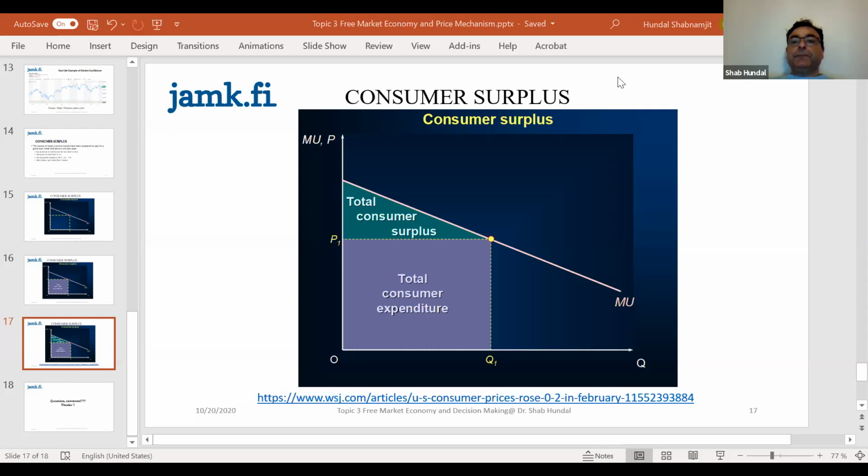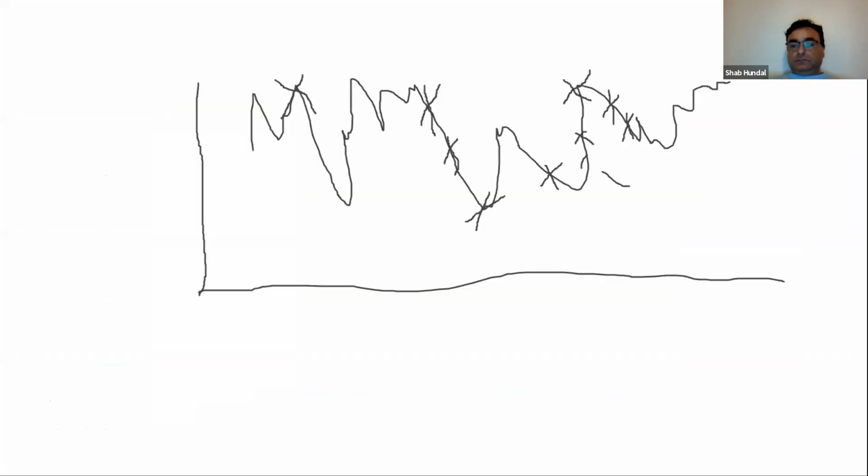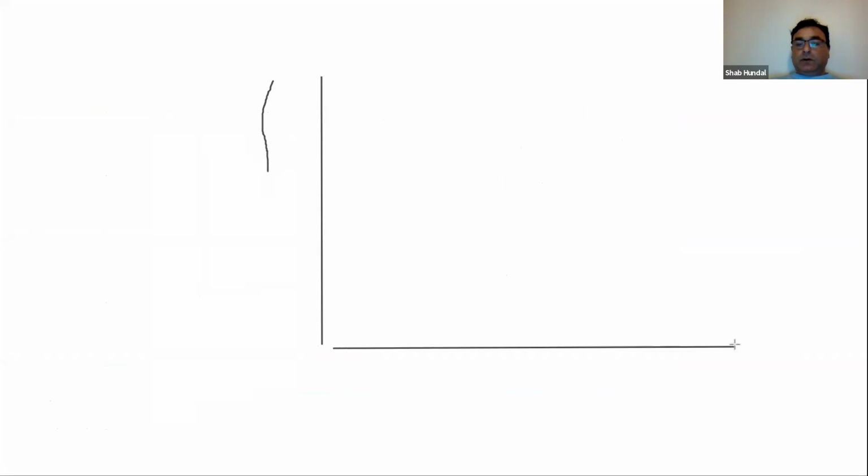So basically, it should be, what is this? So this is the horizontal axis.